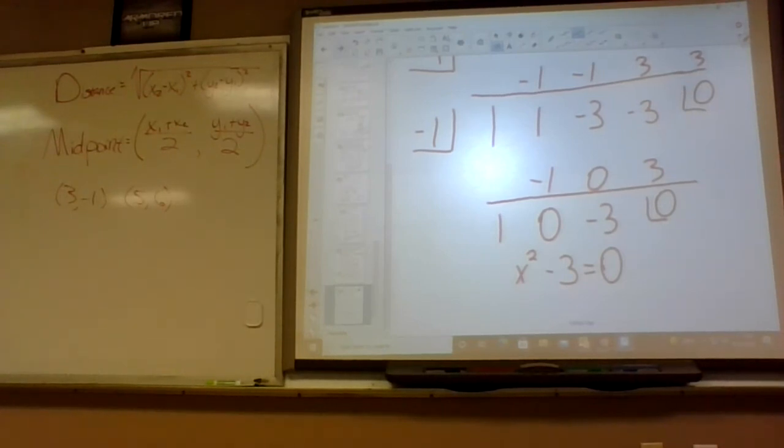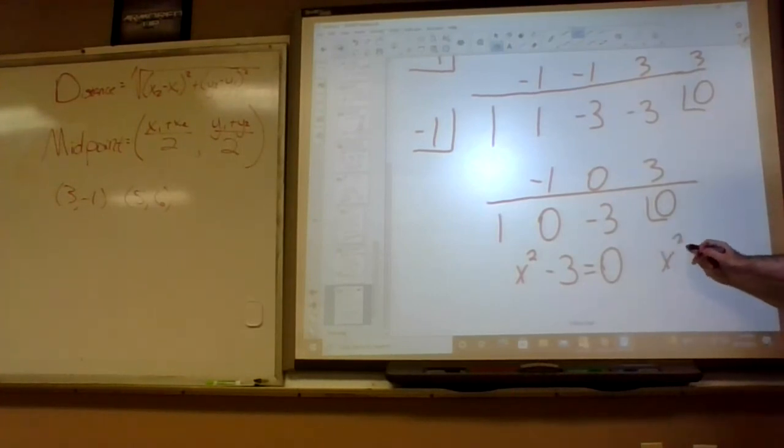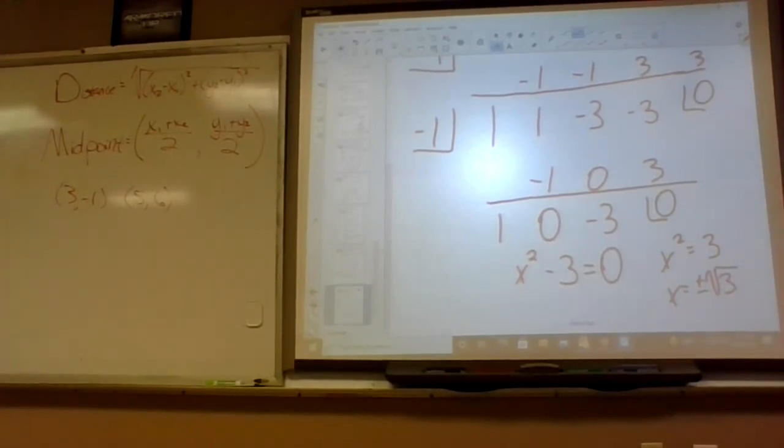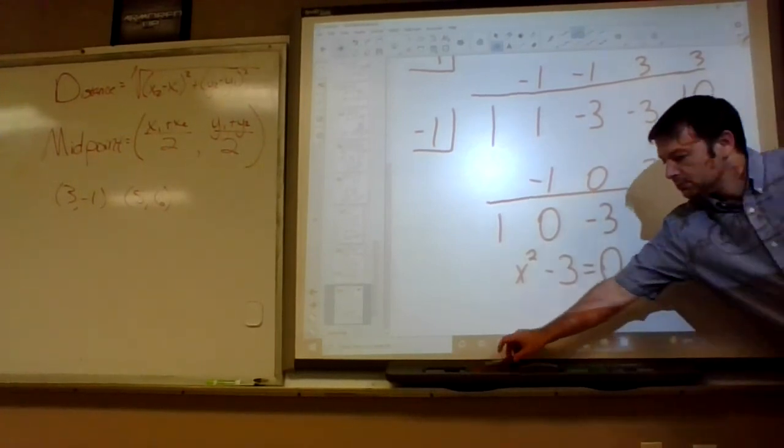Okay, how do I solve that for x? Add the 3 over. X squared equals 3, so x equals plus or minus the square root of 3. So that's 2 answers, and the other answer is negative 1, which was a double root.